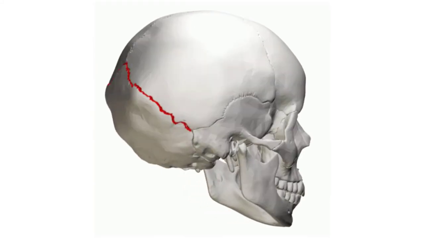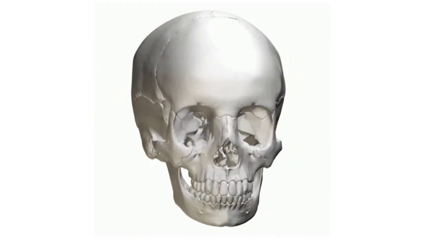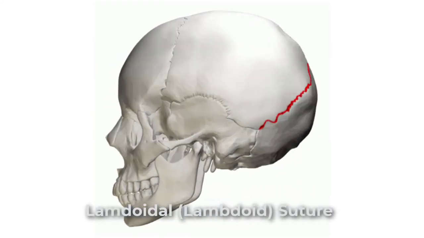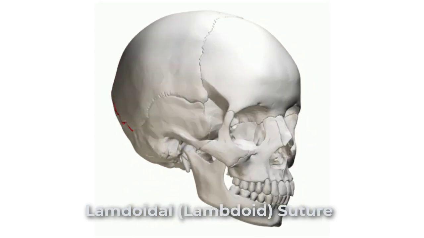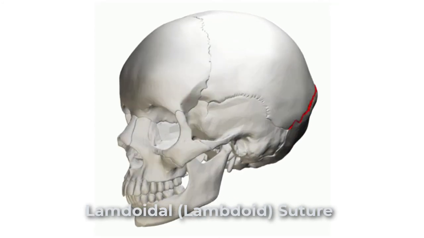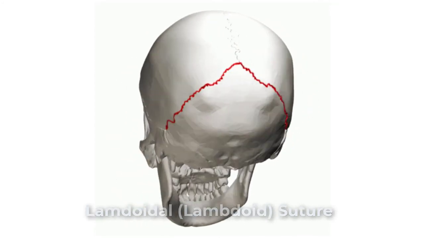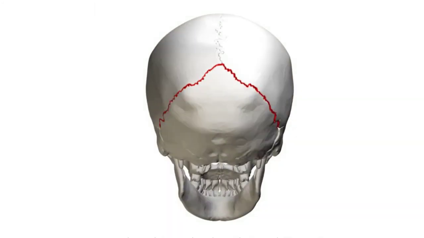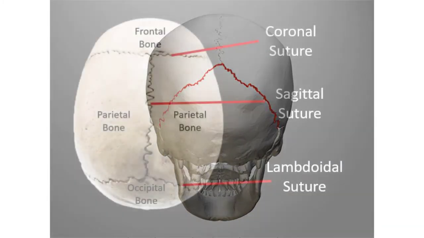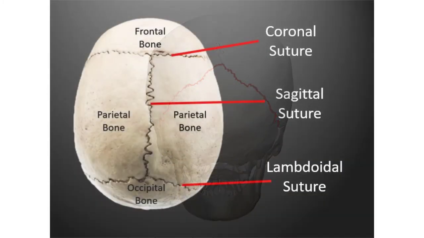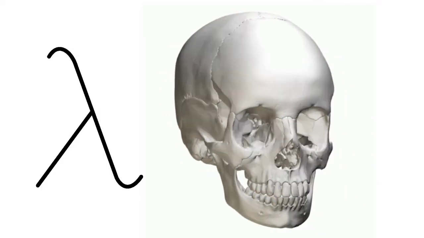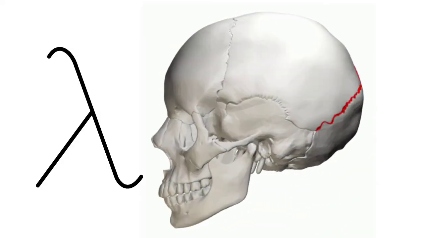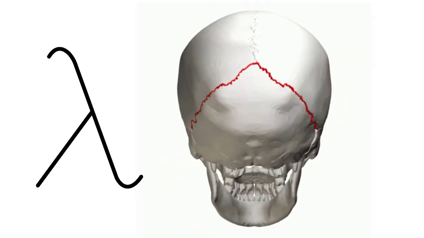On the posterior skull, the sagittal suture terminates by joining the lambdoidal suture. The lambdoidal suture extends downward and laterally to either side away from its junction with the sagittal suture. The lambdoidal suture joins the occipital bone to the right and left parietal bones and the temporal bones. This suture is named because it resembles the Greek letter lambda.